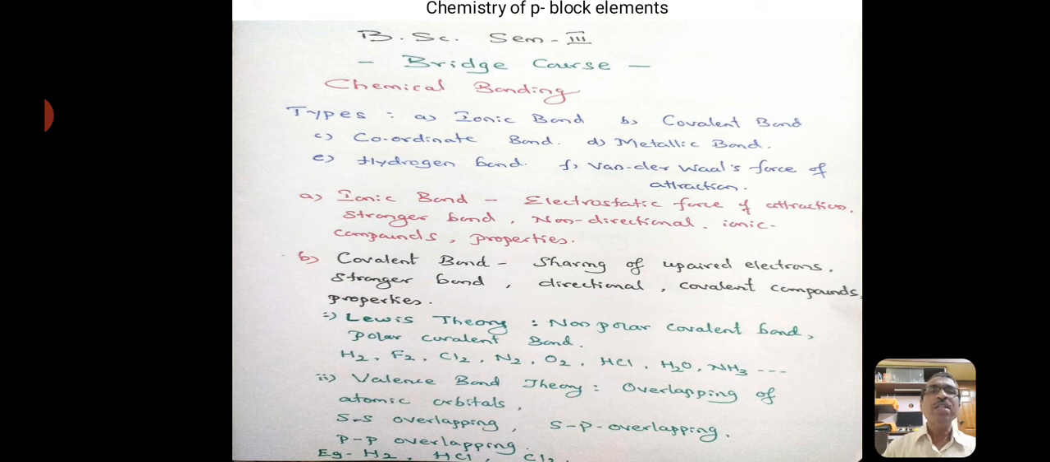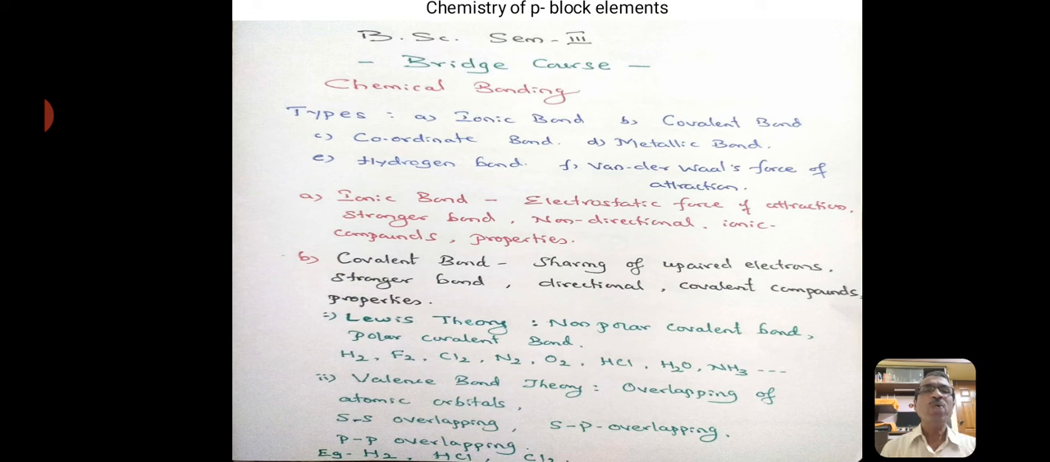Coming to another bond, the covalent bond. As you know, the covalent bond is formed between two atoms by sharing unpaired electrons. This covalent bond has a direction between the two atoms. The compounds containing covalent bonds are called covalent compounds. Covalent compounds may be either solids, liquids, or gases. And you have studied many more properties of covalent compounds.